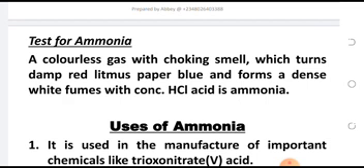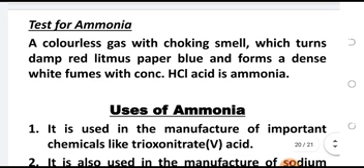Then another thing is that it forms dense white fumes with conc. HCl, concentrated hydrochloric acid, or even hydrogen chloride. In fact, the reason for using conc. hydrochloric acid is because it usually gives out fumes of hydrogen chloride gas. And it is the hydrogen chloride gas that easily reacts with ammonia gas to give us a dense white film of ammonium chloride. So all these things can be used to test for ammonia.